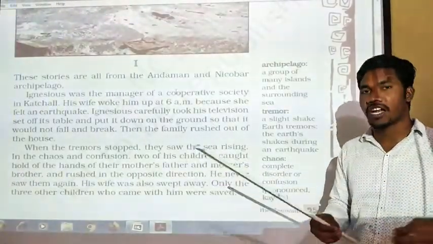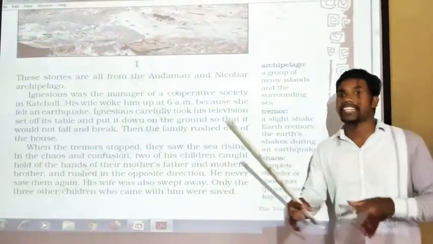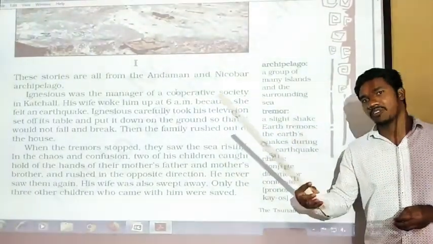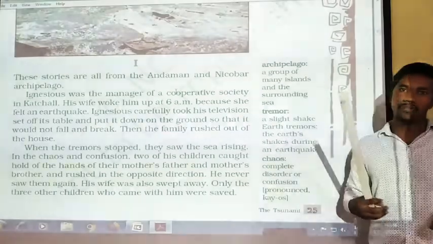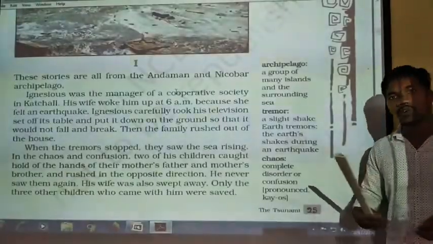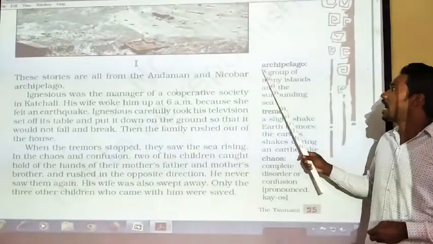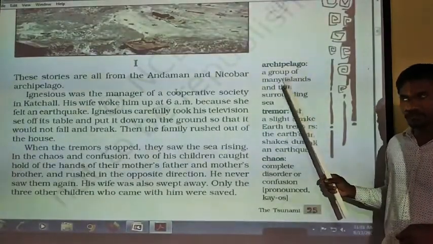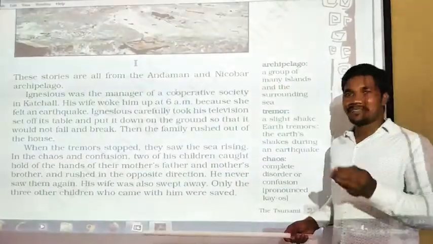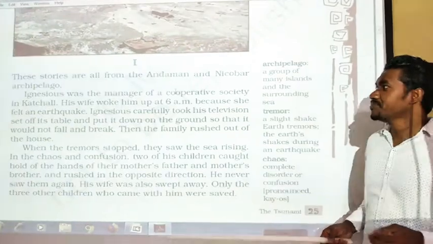It means our Andaman and Nicobar also comes from this; that is a group of islands. In the Nicobar group, there are so many islands. In the Andaman group, there are so many islands. Those islands are called an archipelago. Let us see, one of the stories will begin now.